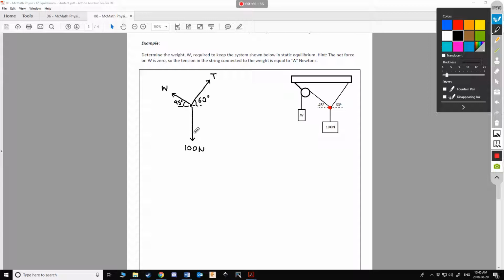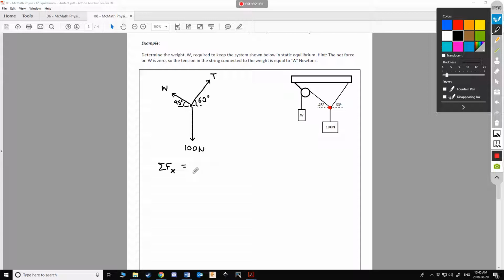What makes this question a little bit harder is the fact that we have no right angle triangle. So I'll solve this using the algebra method first, and then we will look again at the triangle method. This time we'll have to use sine law to solve for it because it has no 90-degree angle. So let's look at the sum of the forces in the x direction first.